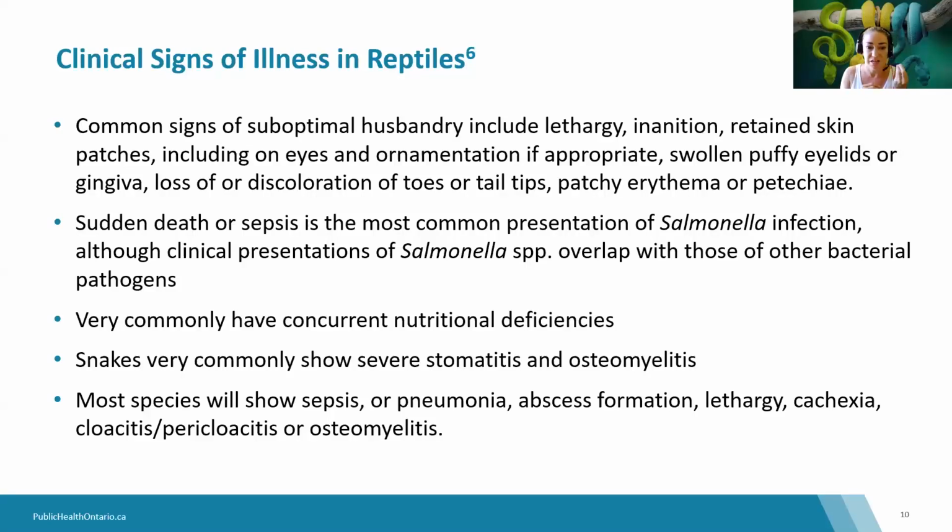If you see loss or discoloration of the toes or the tail tips, that's quite common in sick reptiles, especially with that retained shed. You might see patchy erythema, particularly along the belly, along the bottom of the throat. In snakes, often it's the full belly or right around the cloaca. And sometimes you can actually appreciate petechial hemorrhage on the reptiles as well. Sudden death or sepsis is the most common presentation of salmonella infection, although clinical presentations of salmonella sort of overlap with a lot of other things.